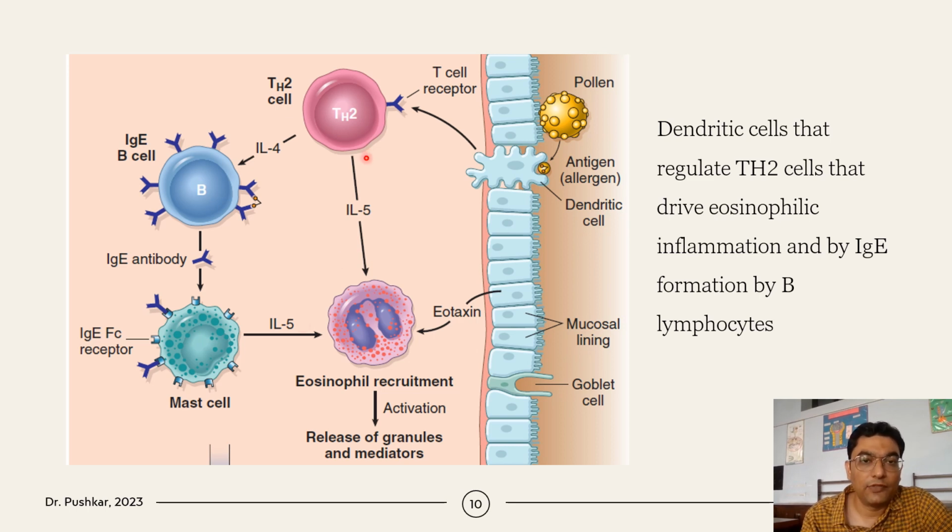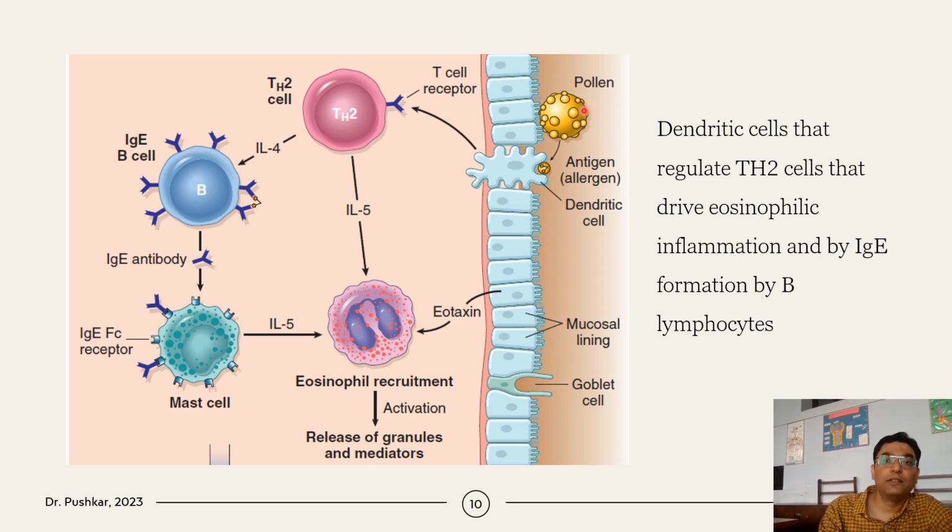Okay, so the interleukin 5 from the TH2 cells and interleukin 5 from the mast cells will lead to the recruitment of eosinophils. As well as, one more chemotactic factor is there, known as eotaxin. So this chemotactic factor also will lead to the recruitment of eosinophils. So the dendritic cells will regulate TH2 cells that will drive the eosinophilic inflammation, and also the IgE formation by B lymphocytes. So all this is there.